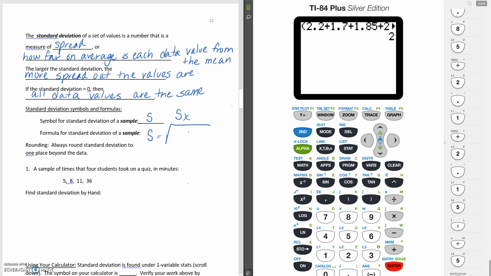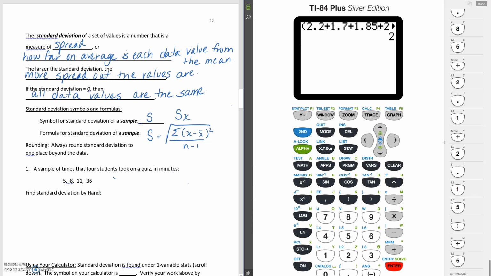it's the square root of the sum of the difference between each x value and the mean, squared, divided by n minus 1. Now, we're going to do this almost exclusively on the calculator because it's really not worth doing this by hand. It's far too easy to make mistakes. But let me just show you the work involved to convince you that it's a good idea to use the calculator. Okay, so we have these 4 data values, 5, 8, 11, and 36.